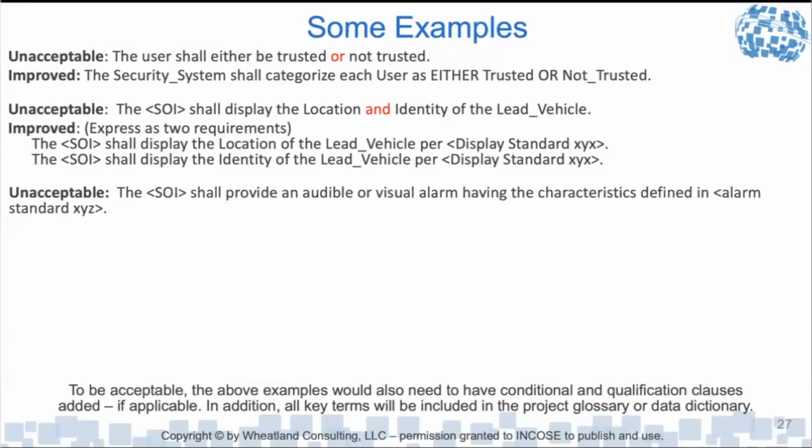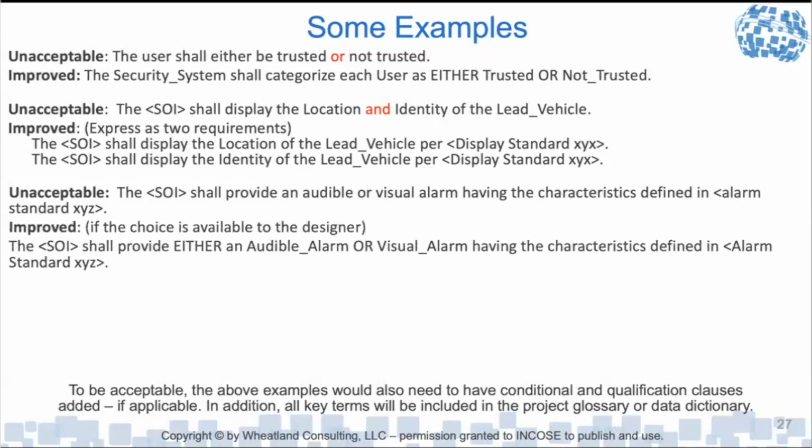System shall provide an audible or visual alarm having the characteristics defined in alarm standard so-and-so. Again, there's an or. And when it comes to or, there's both inclusive and exclusive ors. What's the real intent? It's not really clear. If it really is one or the other, then we can provide either or.